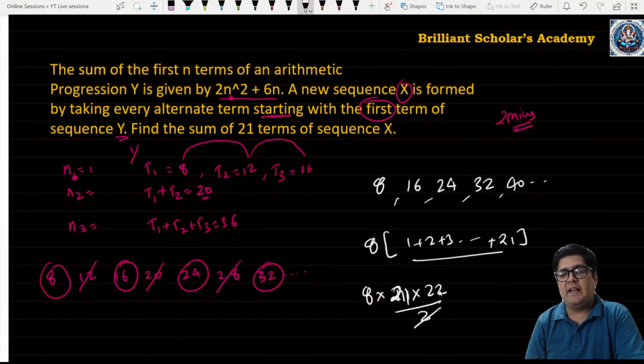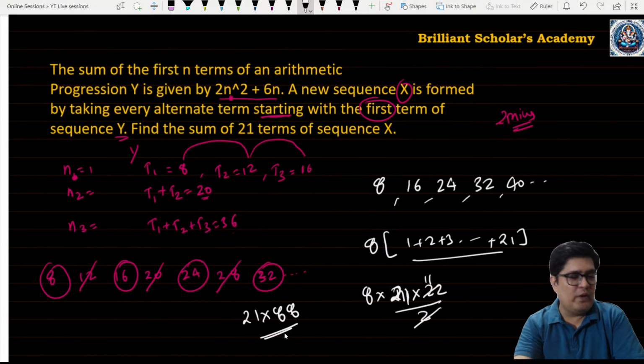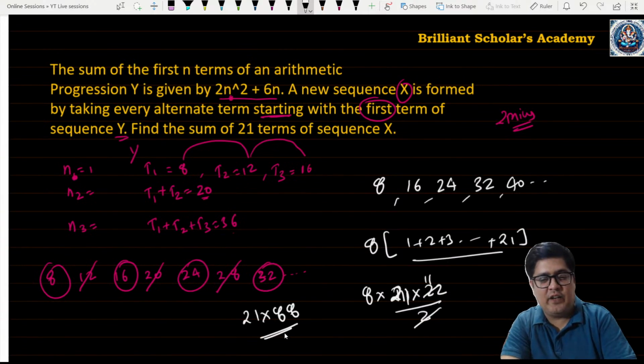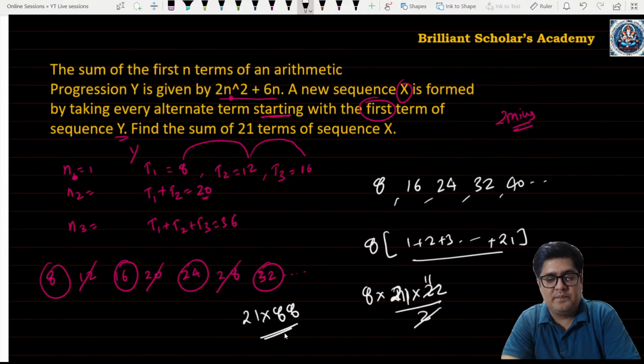So your answer is ready now. Cancel it 11 times. So 8 into 11, 21. That is basically 21 into 88. And I have full faith in your calculation abilities that you'll find out the answer. 8 into 21 into 22 upon 2. That is 8 into 21 into 11.